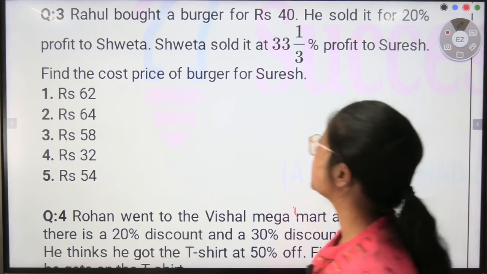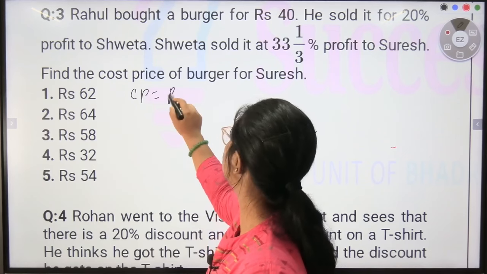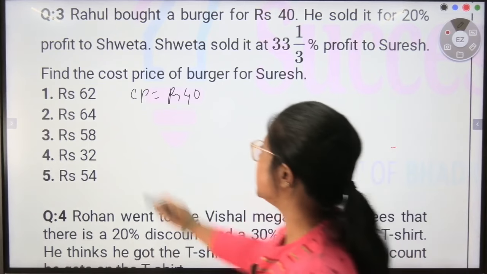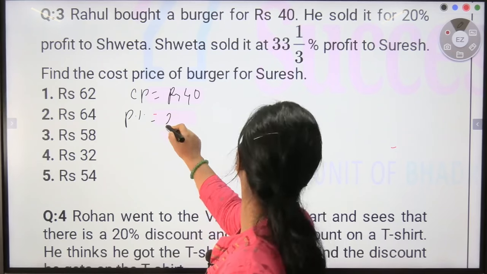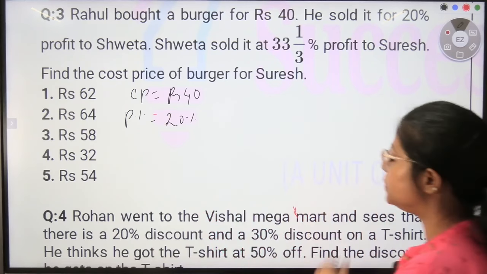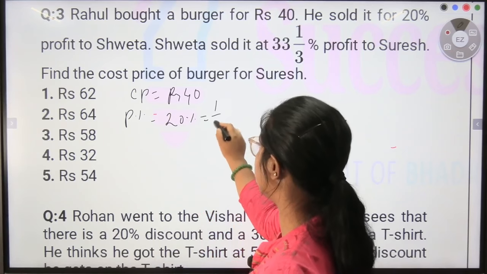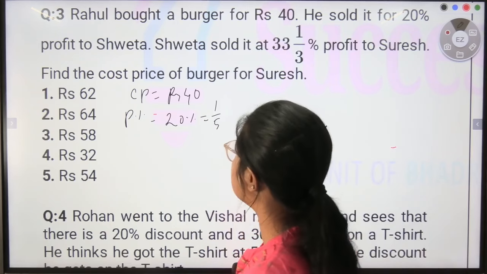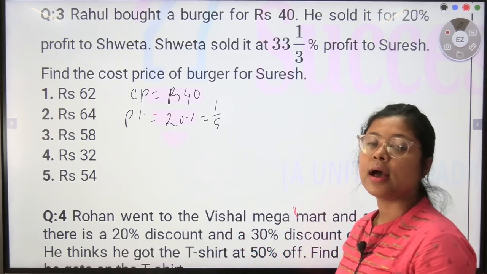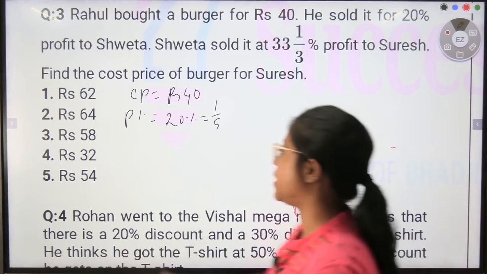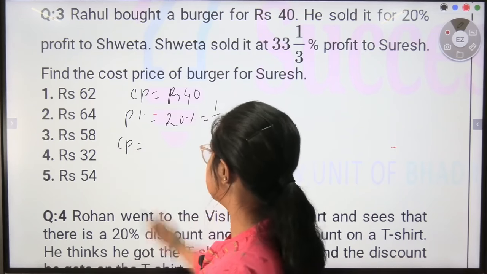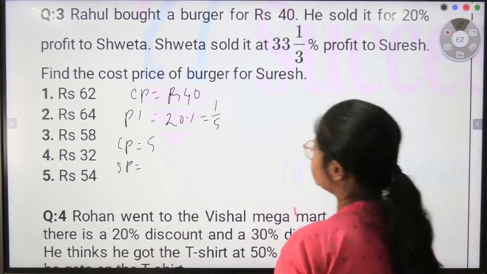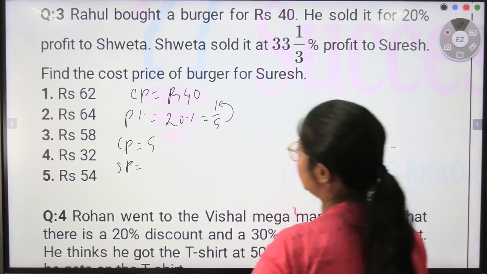So the CP for the burger was how much? Rupees 40. He sold it for 20% profit to Shweta. So his profit percentage was how much? 20%. I know if my profit percentage is 20, the fractional value is how much? 1 by 5. I've already taught you, if the fractional value is this, then I can consider my denominator as my cost price. So if my cost price is 5 ratio, then my SP would be how much? Since we are getting profit, the numerator will get added up.